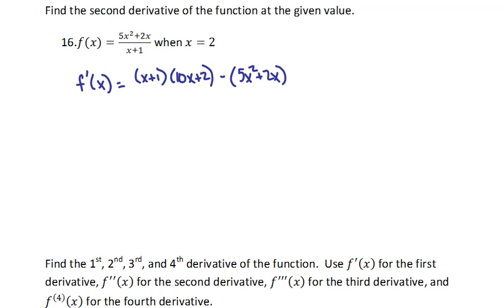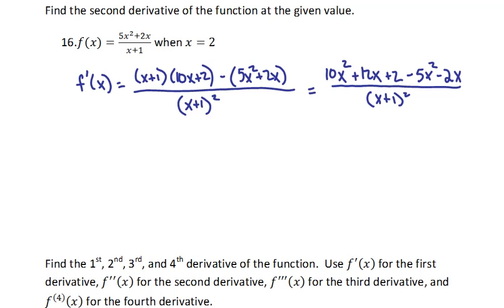Now we are going to need to multiply out and simplify the numerator. And of the first two factors, those two binomials multiplied out should give me 10x squared plus 12x plus 2 minus 5x squared minus 2x, and all over x plus 1 squared. So that should give me simplified 5x squared plus 10x plus 2 divided by x plus 1 squared, and we need the derivative of that.